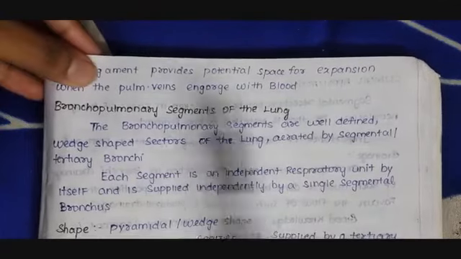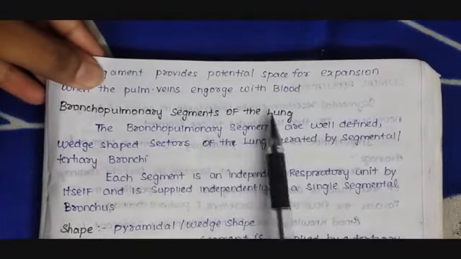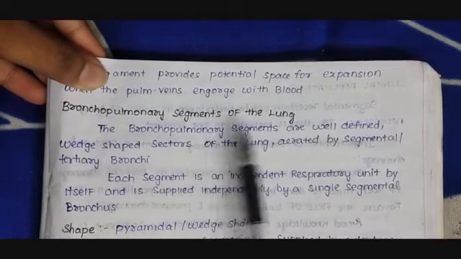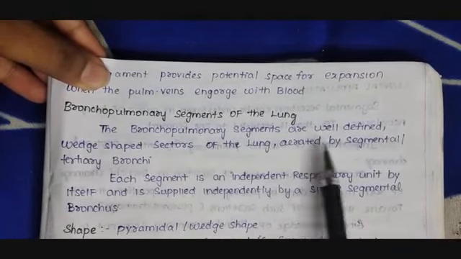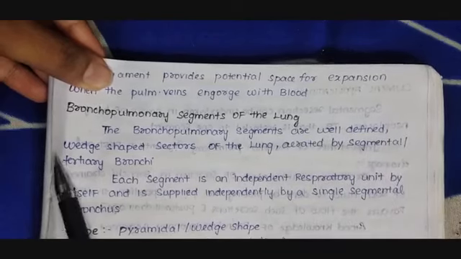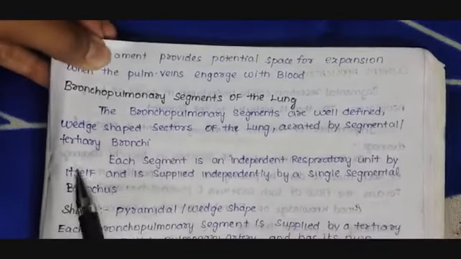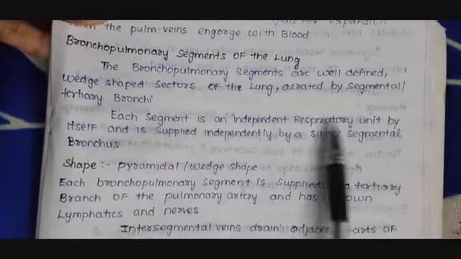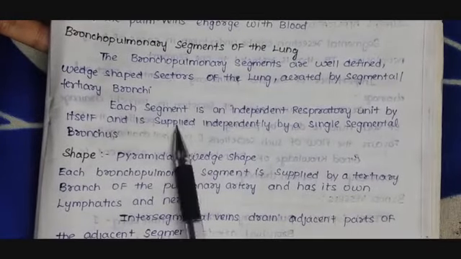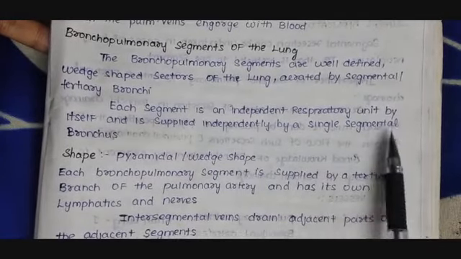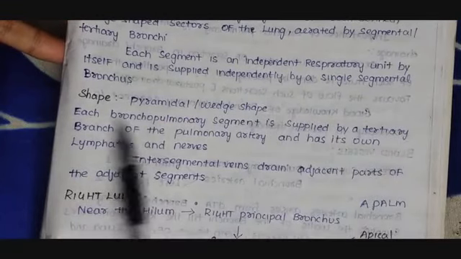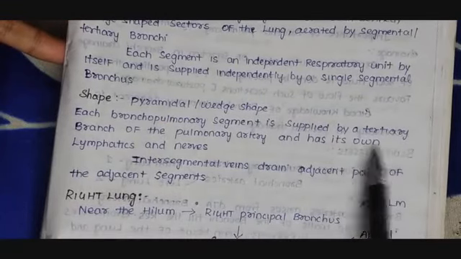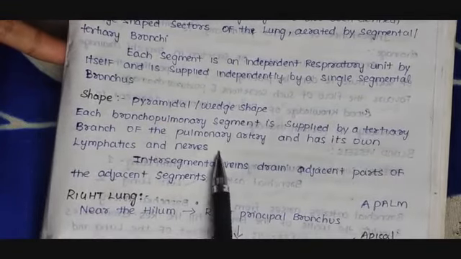Now let us discuss the bronchopulmonary segments of the lung. The bronchopulmonary segments are well-defined wedge-shaped sectors of the lung aerated by segmental or tertiary bronchi. Each segment is an independent respiratory unit by itself and is supplied independently by a single segmental bronchus. Each bronchopulmonary segment is supplied by a tertiary branch of the pulmonary artery and has its own lymphatics and nerves.